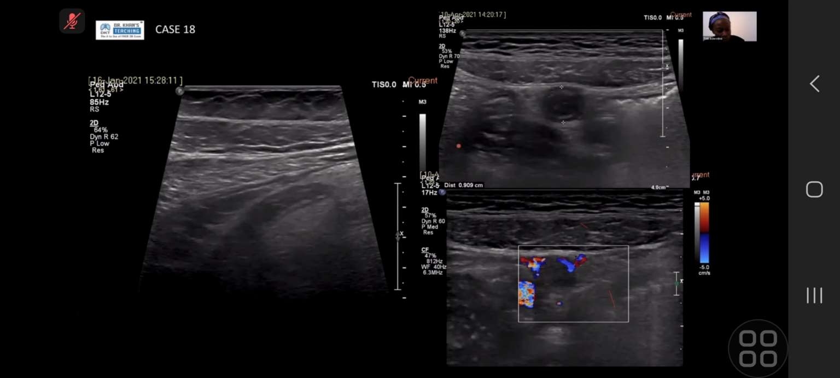So candidate 4, do you want to go on to this case? Yeah. Okay, again, select the ultrasound images.